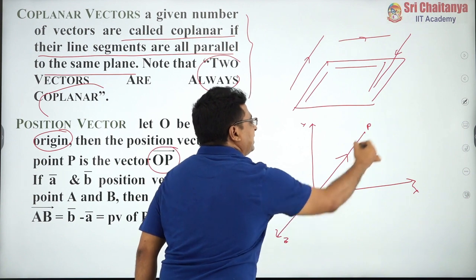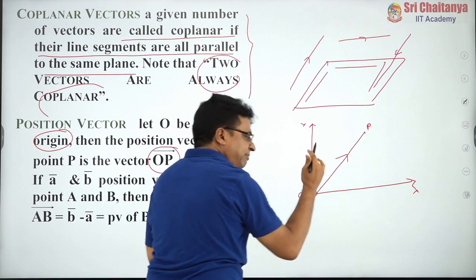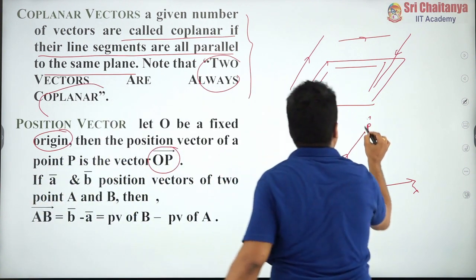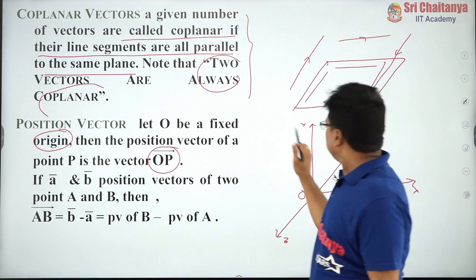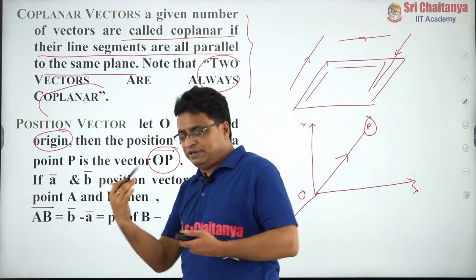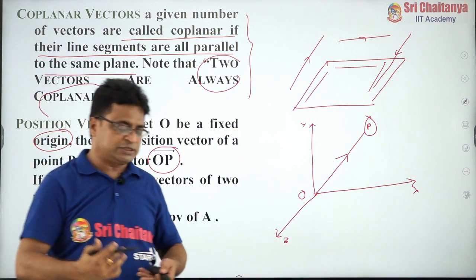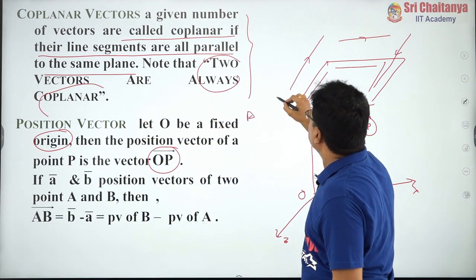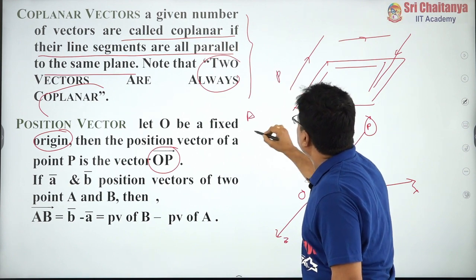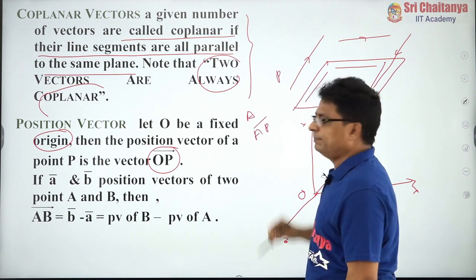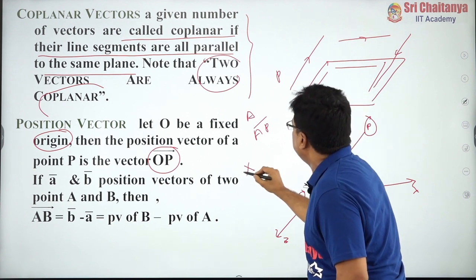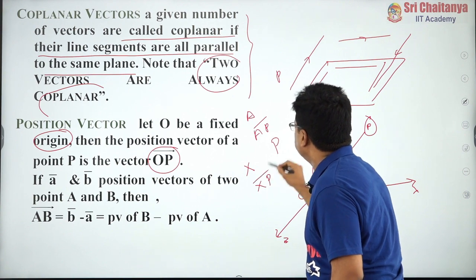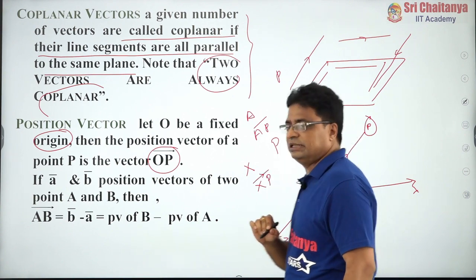This vector OP, of course, has some magnitude. Then this vector OP is called the position vector of the point P with respect to O. So O must be a fixed point. That may be either the origin or some other point also. Suppose A is a fixed point, then the position vector of the point P is denoted with AP bar. Suppose X is any fixed point, then the position vector of the point P is denoted with XP bar, like this we can represent.